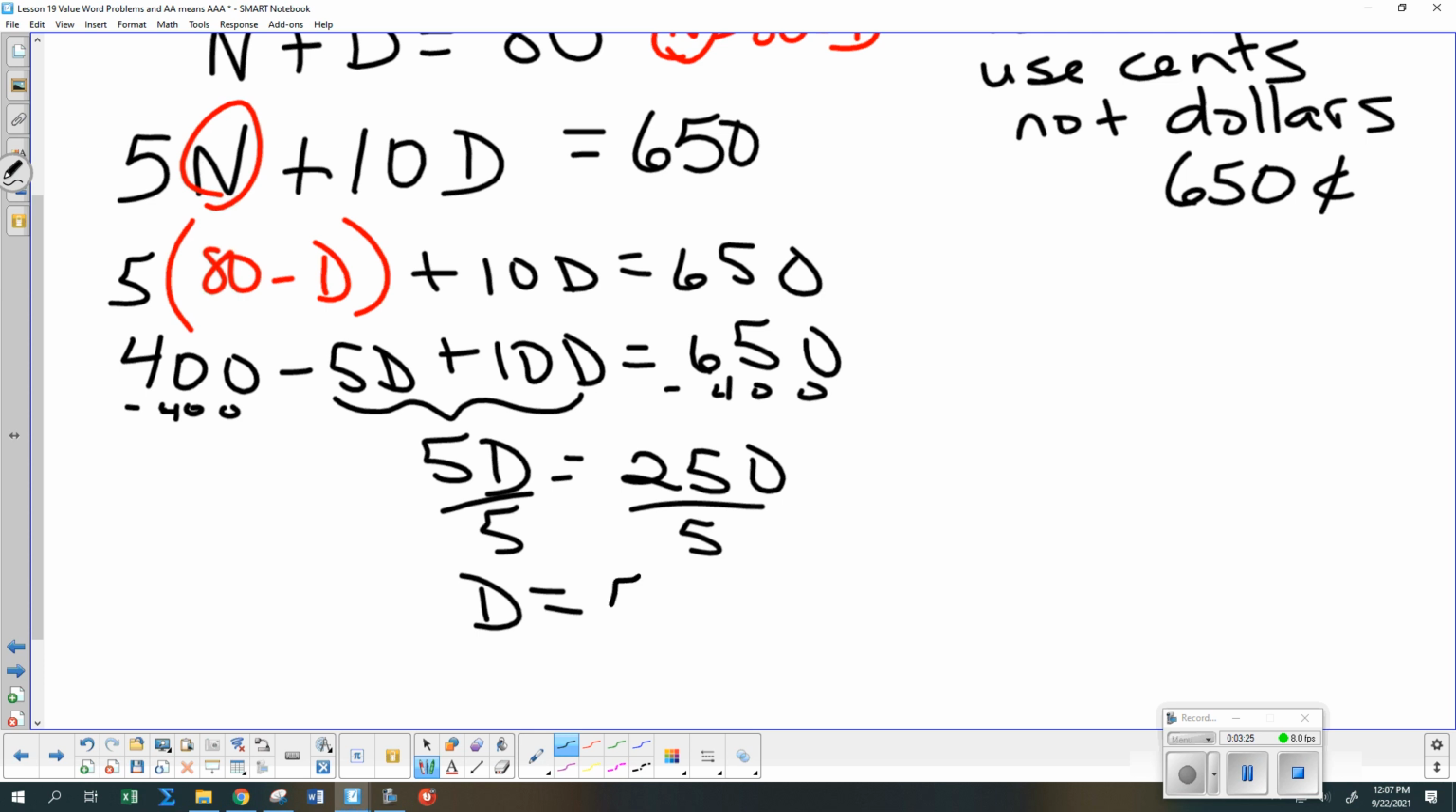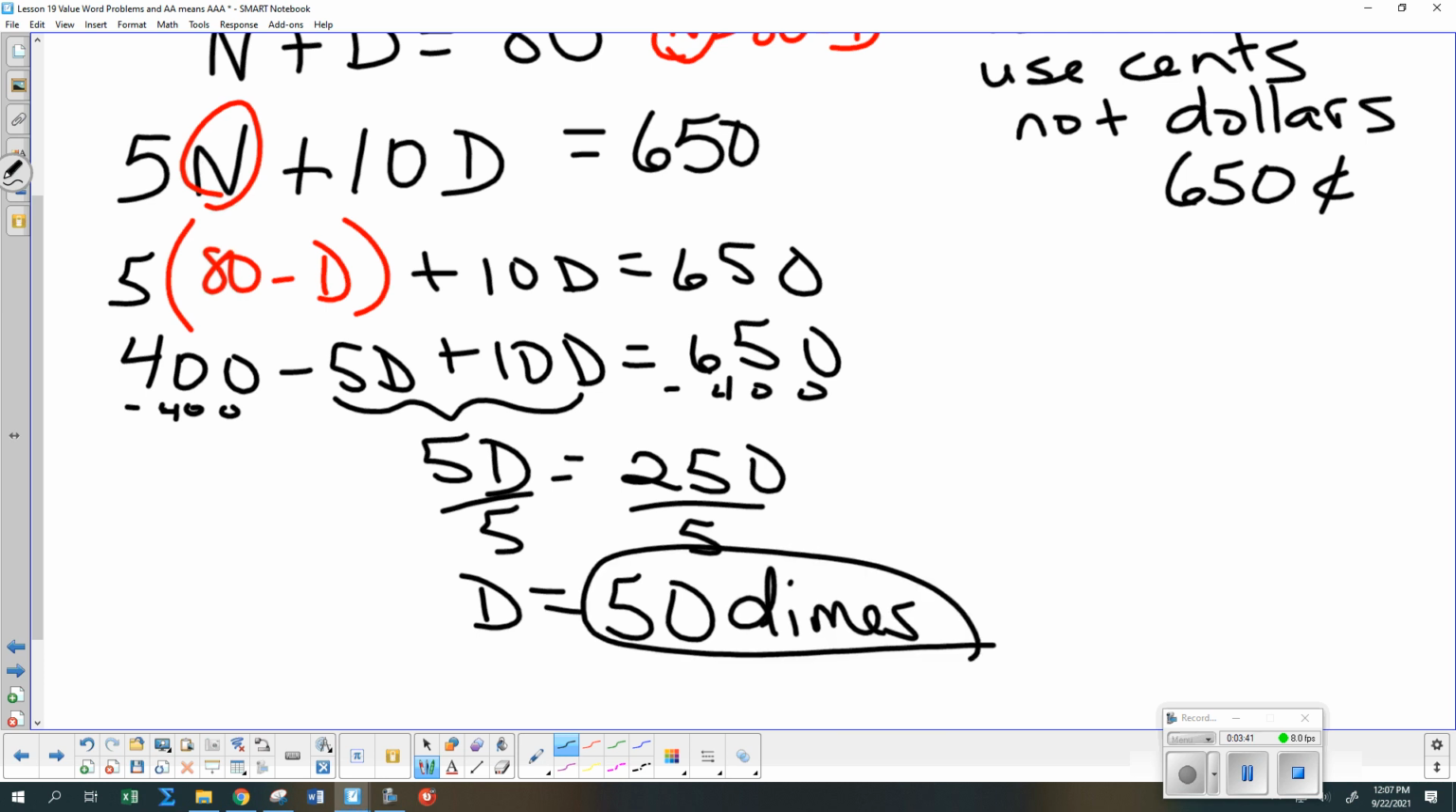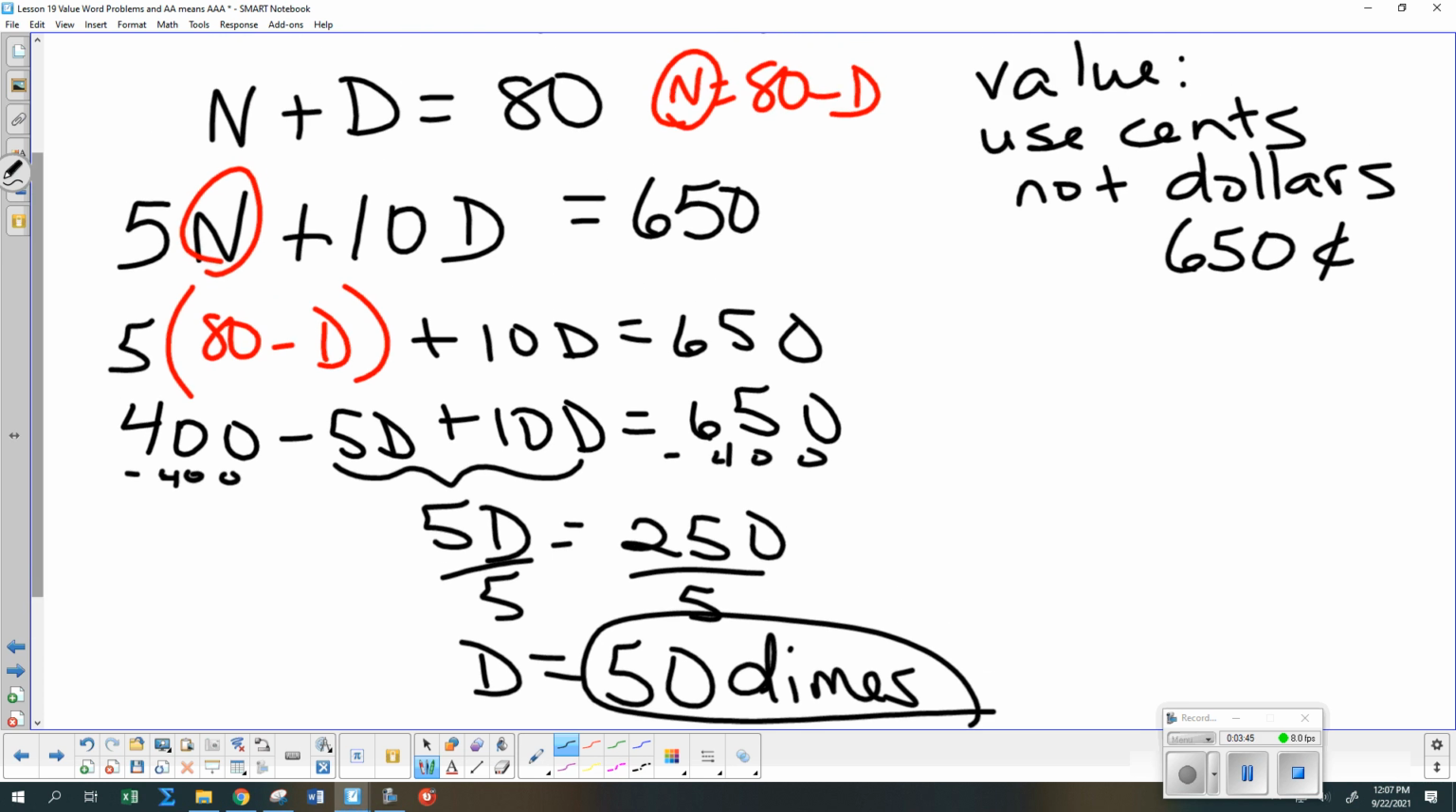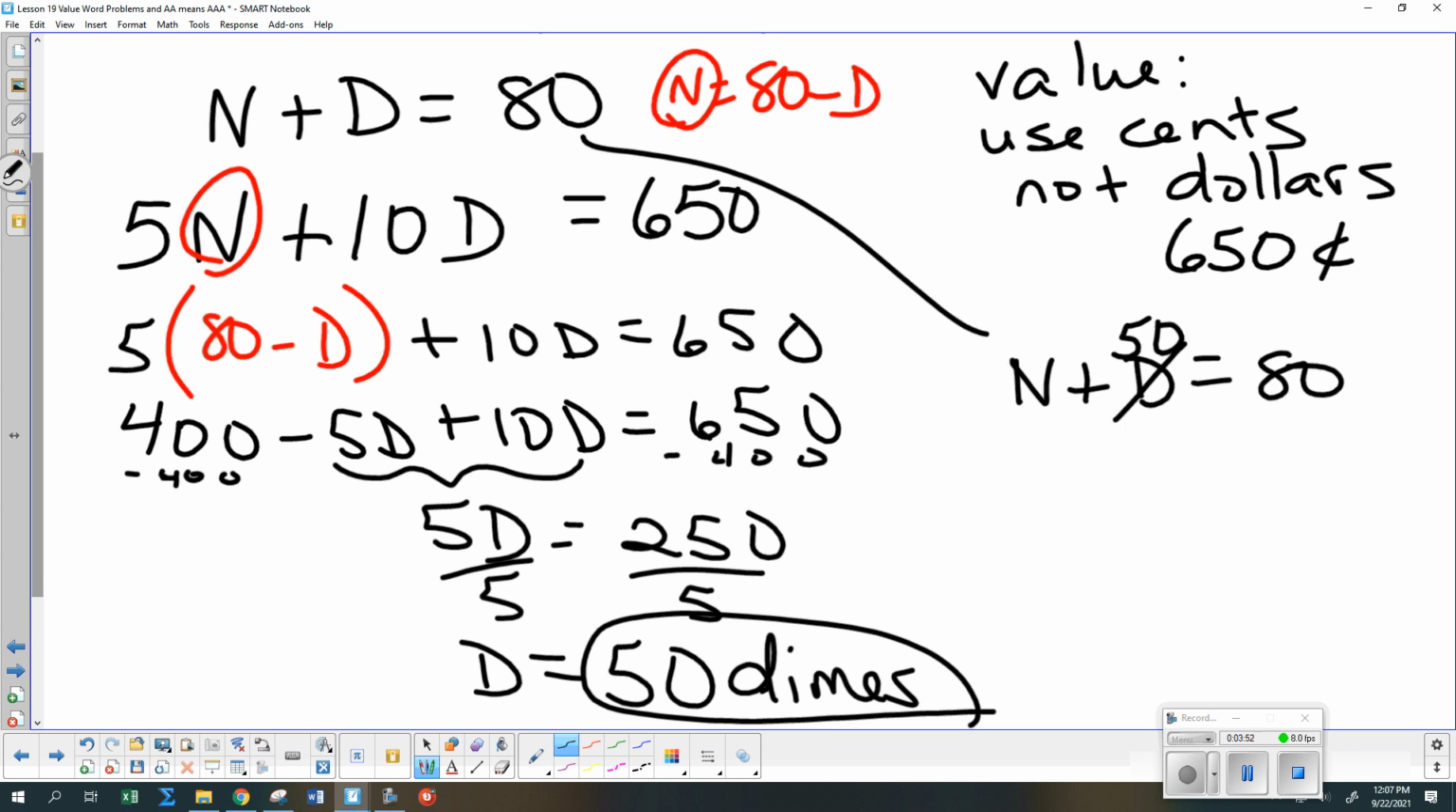Yep, so 50. It is not enough to say D equals 50. What, 50 dogs? 50 dinosaurs? 50 drivers? I don't know unless we write it out. So 50 dimes. And then we need to get N, and to do that we know that N plus D is 80. We know that D is 50, so everybody, what's N? 30. And then we label that with nickels.